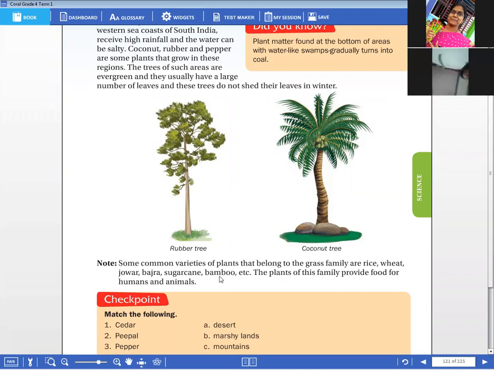Yes, some Charik is asking, do we get paper from a bamboo tree? Yes, children, a kind of bamboo tree is used to prepare paper also.